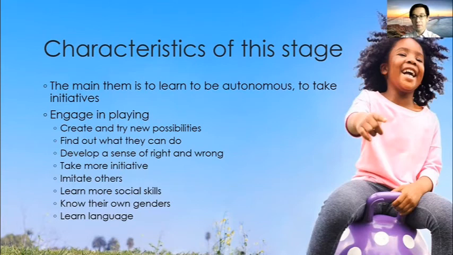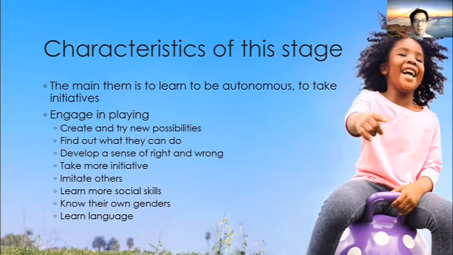So they try different possibilities. They create different possibilities. They want to see the outcomes of every behavior, so that they can know how to take initiative, how to be autonomous, how to be independent. They try different behaviors and see what happens, so that they know how to do different things. They want to find out what they can do. They try the boundary of their own abilities, and then they extend the boundary outward so they can do more and more things. They can be more and more autonomous and take more and more initiative.